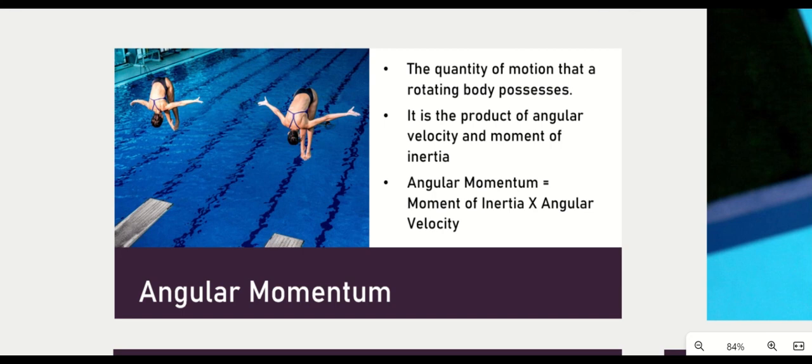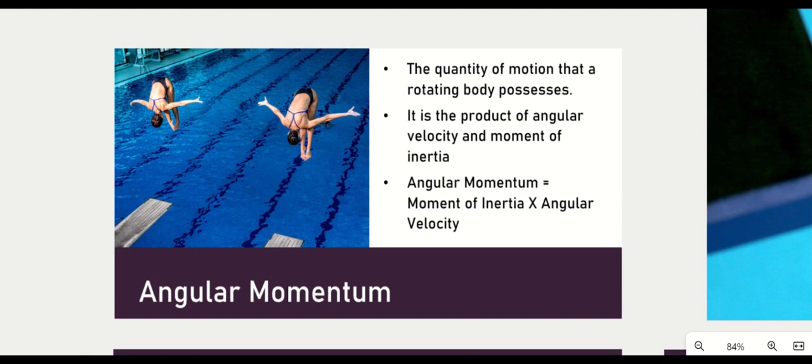I'm just going to explain to you briefly what angular momentum is. Angular momentum is all to do with rotating bodies. So this could be a high board diver, a gymnast, a dancer, or a trampolinist. We're looking at bodies that rotate around an axis of rotation. Whenever you're talking about rotation, you'll talk about the term angular momentum.